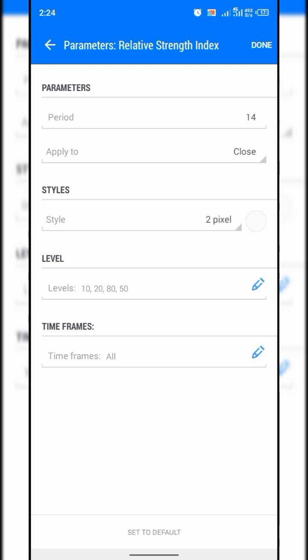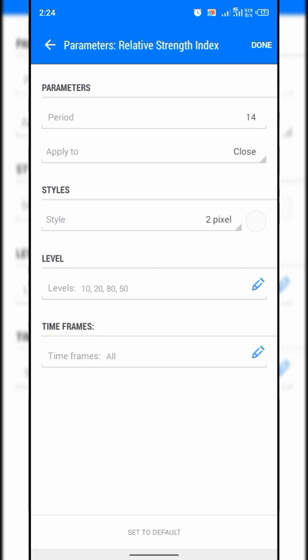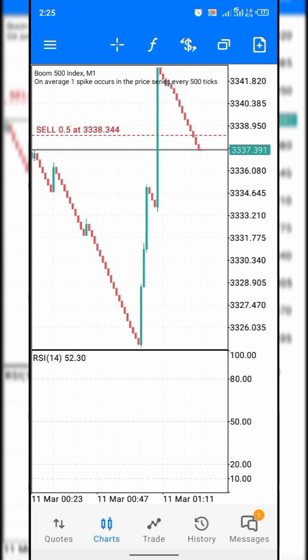Styles is 2 pixel and the levels should be 10, 20, 80, and then if you like you can add 50. The 50 isn't necessary, but you need 10, 20 and 80. Once you add those levels, you click on back this arrow here, then you press done. If we go back, you can see the screen has been split into two. Yes, we are getting there. That's the first indicator that you need.